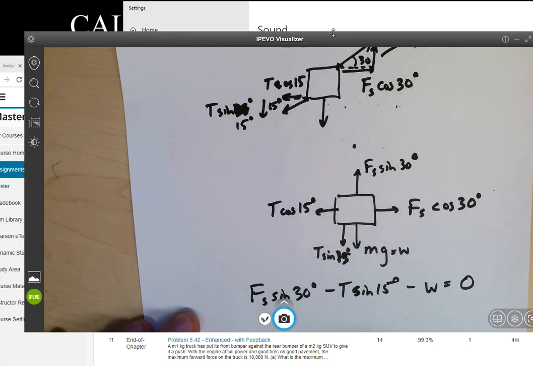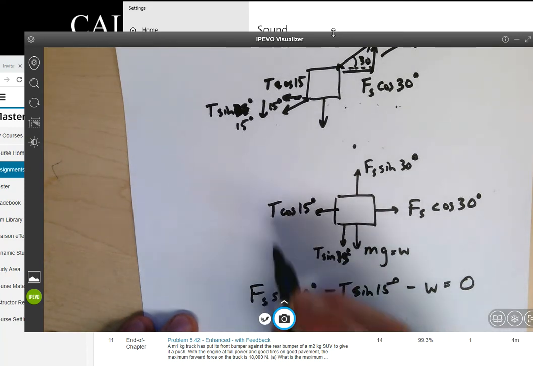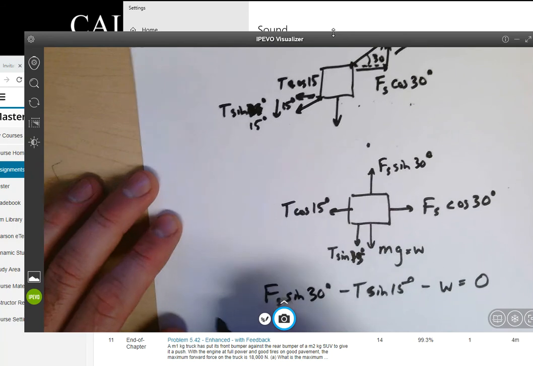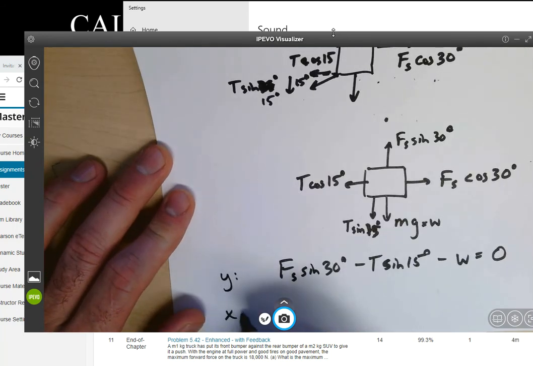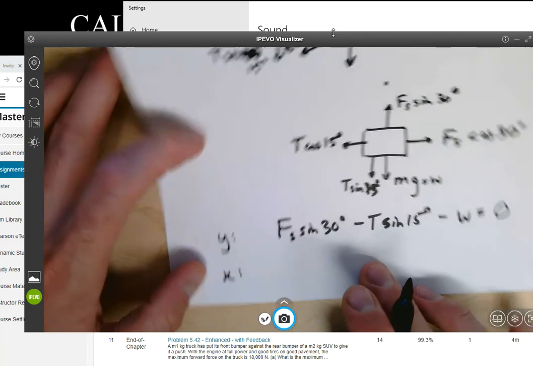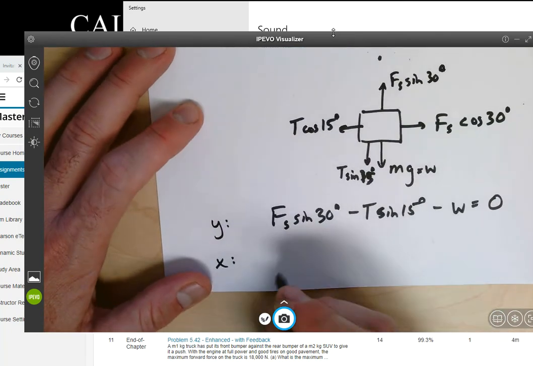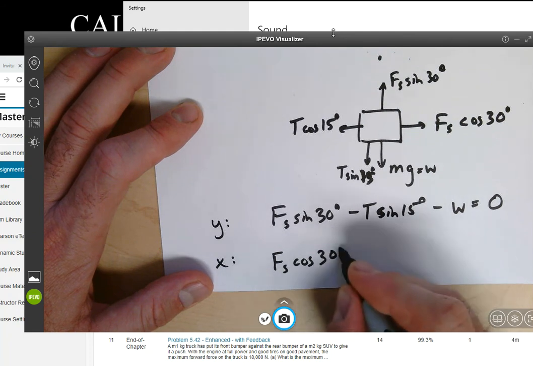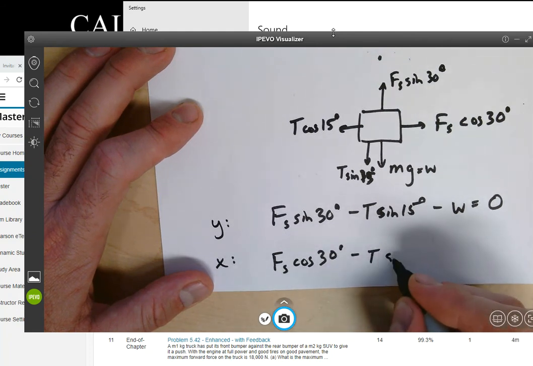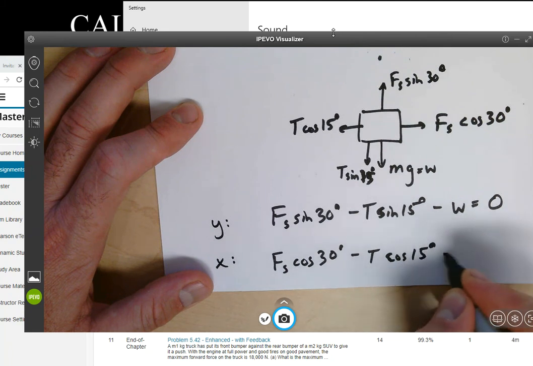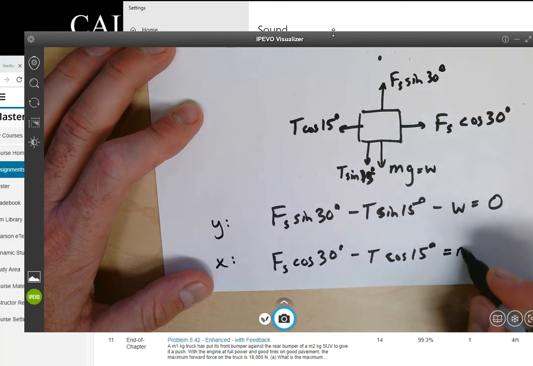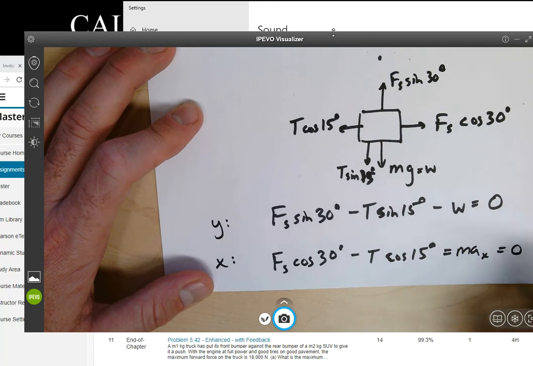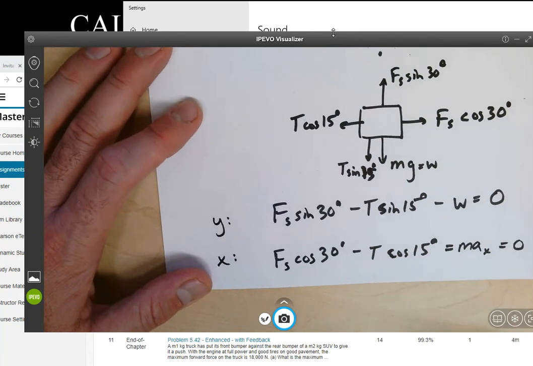So gosh, if we could only get something that's just in terms of the tension in the rope. Well, fortunately we can do that because we have the x equation to deal with. So this is the y equation, but from the x equation, let's sum up the forces in the x direction. We'll see that the force of the sail times the cosine of 30 degrees minus the tension times the cosine of 15 degrees is equal to the mass times acceleration in the x direction, which is also equal to 0. Remember that this is a constant speed problem.